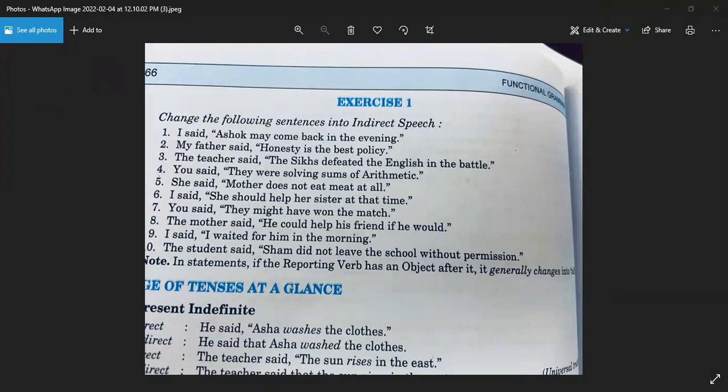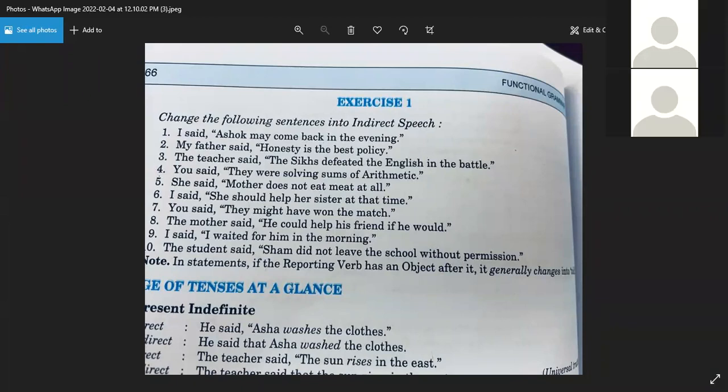First one is: change the following sentences into indirect speech. We have to change it into indirect speech. First is: I said, Ashok may come back in the evening. Give the answer. I said that Ashok might come back in the evening. You can note down small changes in your notebook, and try yourself also, so that wherever there is any problem, you can ask me. Yes, ma'am, according to me, this is the answer. The answer is that which you and others are saying.